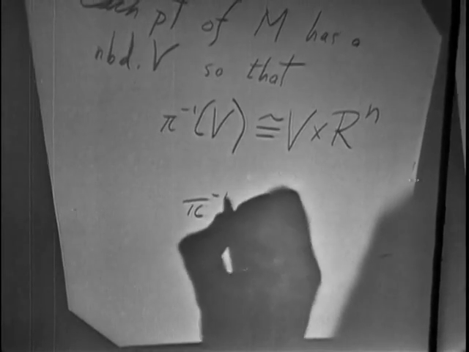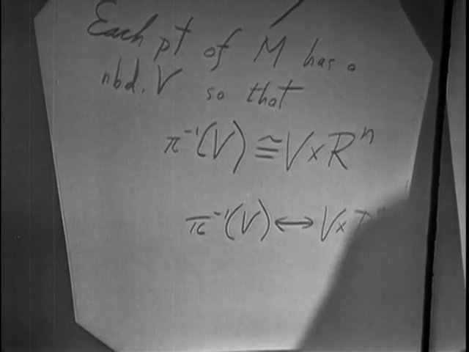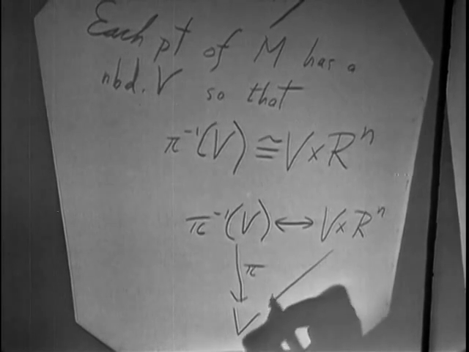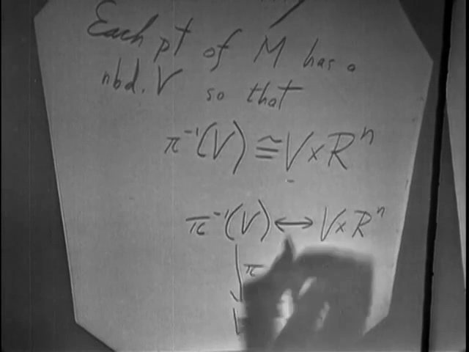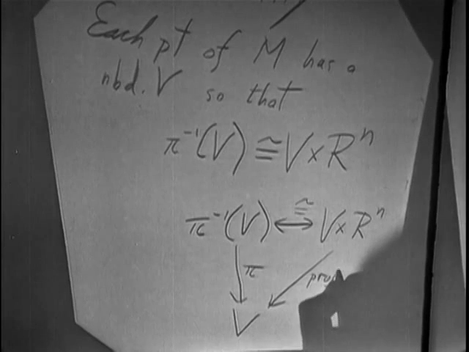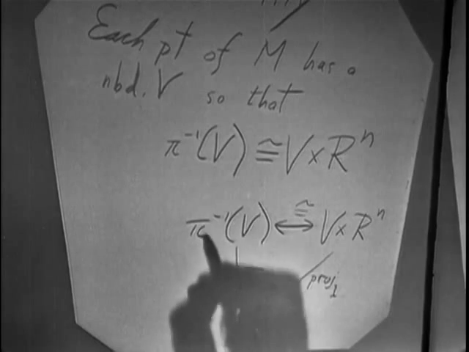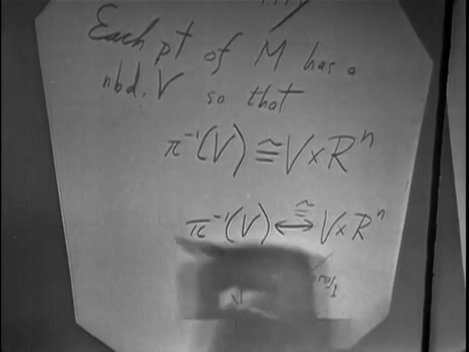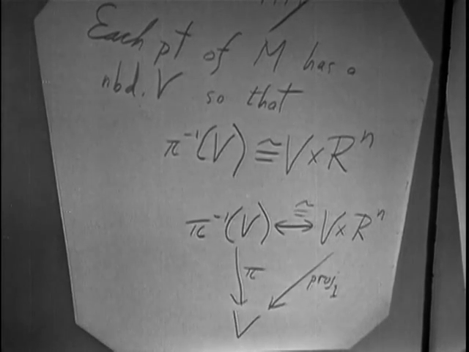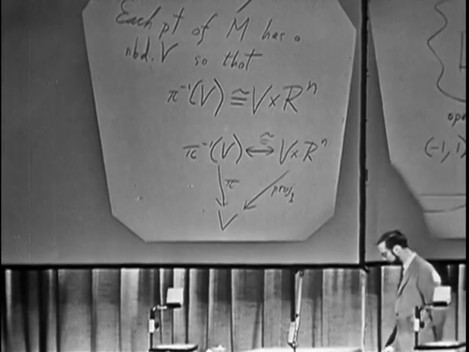That is, if we look at pi inverse V corresponding to V cross R^n, then we have pi mapping this down to V, and we have the obvious projection map to the first factor, which takes a pair (x, y) to x. This should be commutative. So this isomorphism should make slices constant cross R^n correspond to fibers over here. This is the requirement of local triviality.